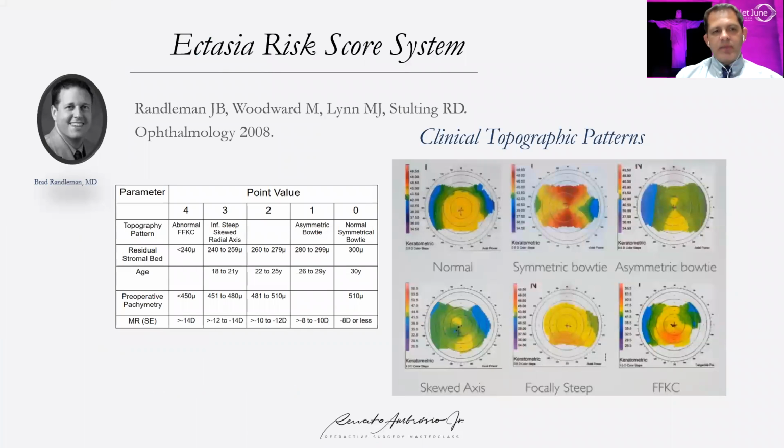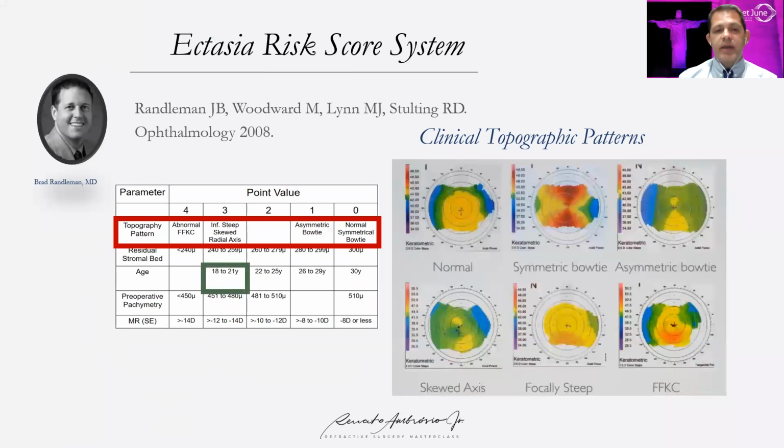The ectasia risk score system by Brad Randleman is a major contribution, in which you look at the topography pattern as a surrogate of the corneal structure, along with age, which is a very good surrogate of corneal biomechanics, along with the impact from the procedure. And my humble consideration here is that forme fruste keratoconus should not be a topographic pattern. Of course, irregular topographies are important, and the surgeon should know how to read topographic maps, but we need to go definitely beyond, but not over, the front surface of the cornea, and beyond, but not over, the understanding of what is forme fruste keratoconus.